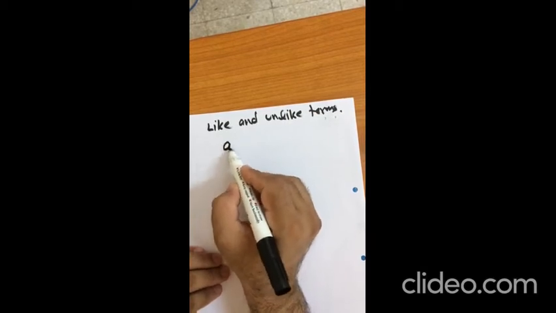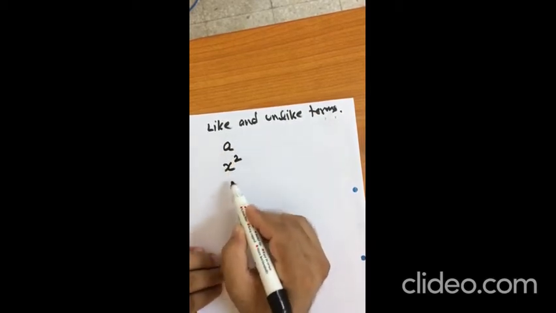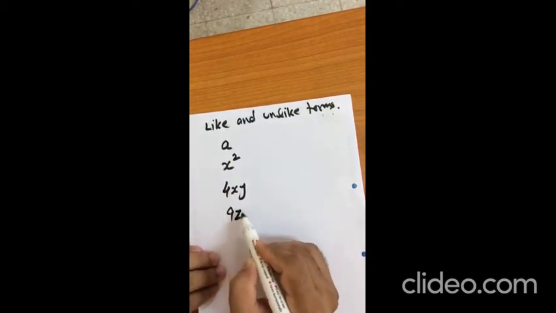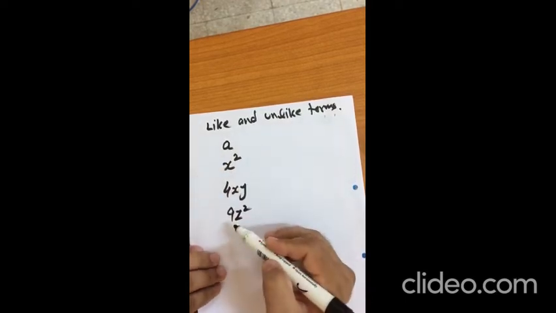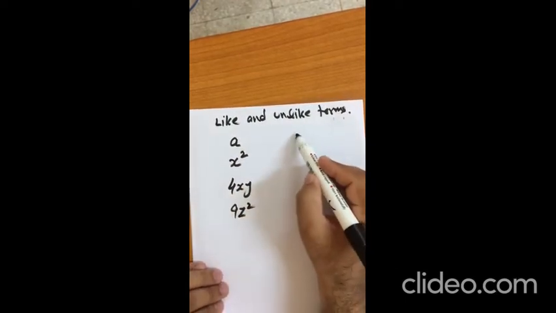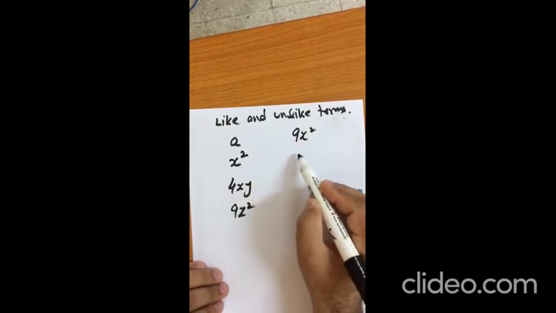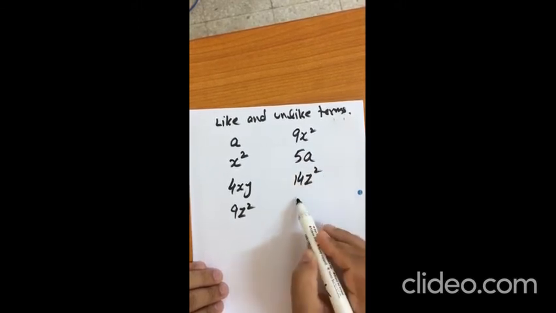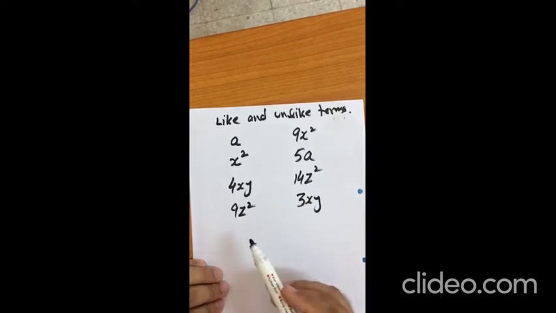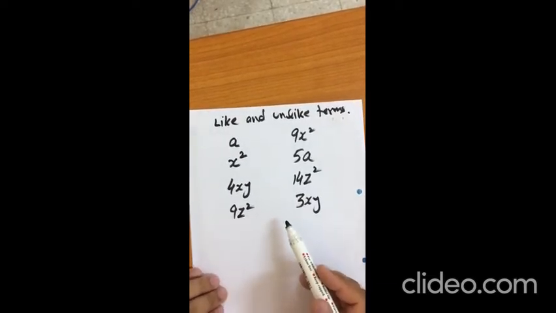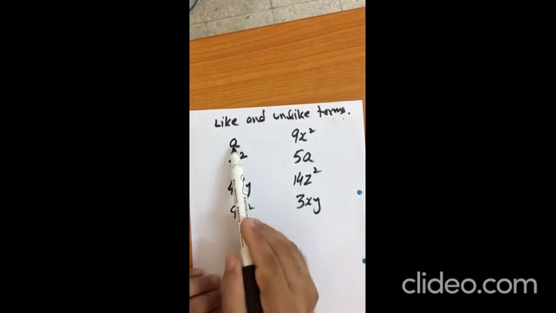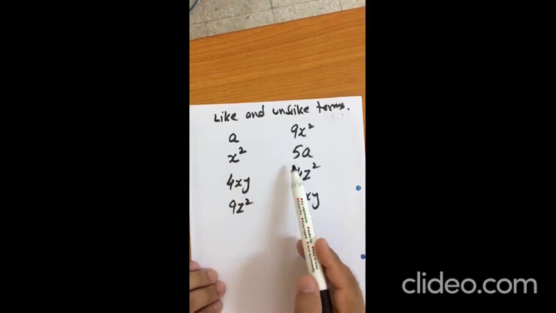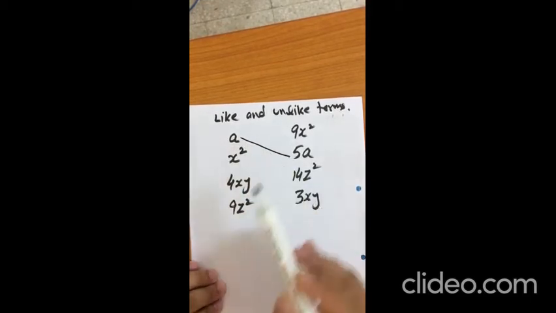Let me help you. Suppose this is written a, this is x square, this is 4xy, this is 9z square. These are the algebraic values, and here I'll put 9x square, 5a, 14z square and 3xy. You need to find which terms are like and which are not. If you see clearly, you did not find exactly a here, you did not find exactly x square, but they are called like terms.